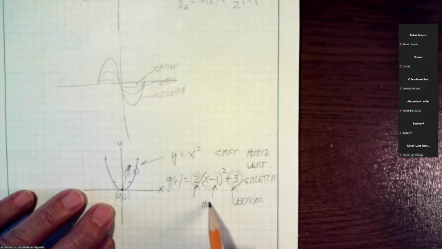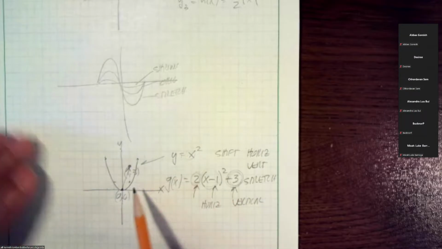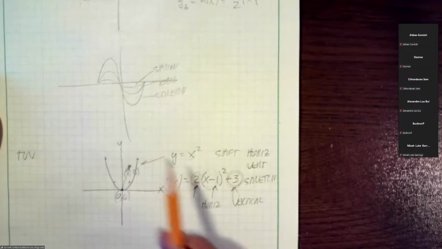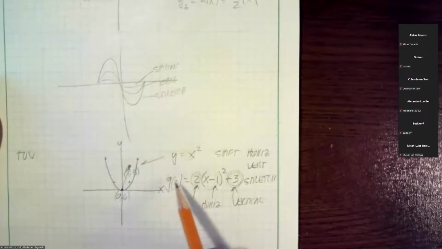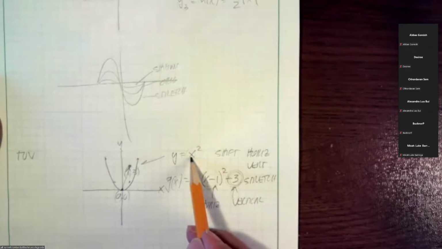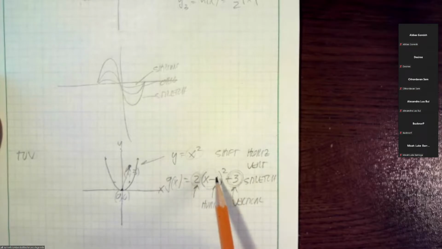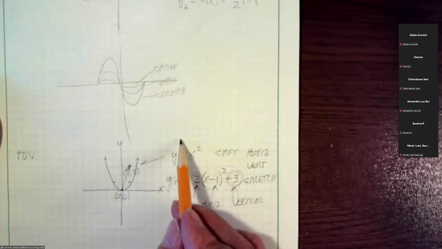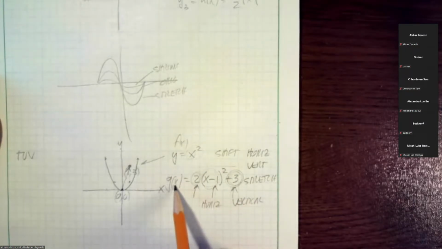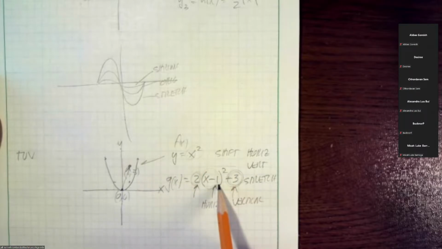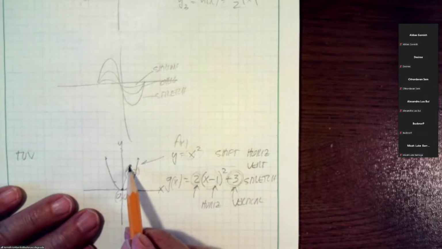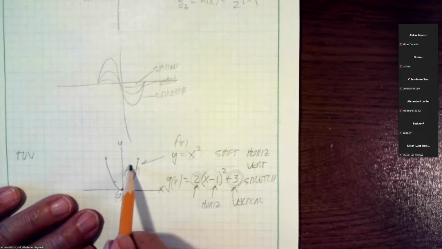Here's the horizontal shift. And I'll ask you to create your table of values so that you can plot these points. Plot the original x squared, if you call this f of x, call this g of x, and plot the points for this. And you're going to see that the vertex goes to here.